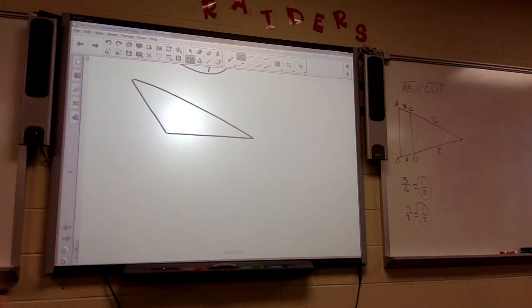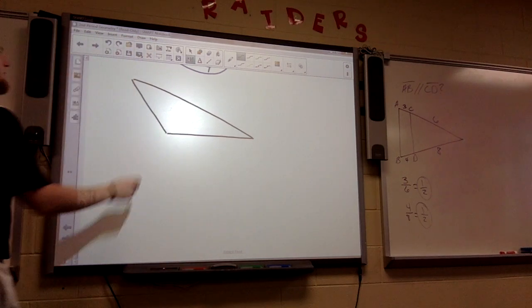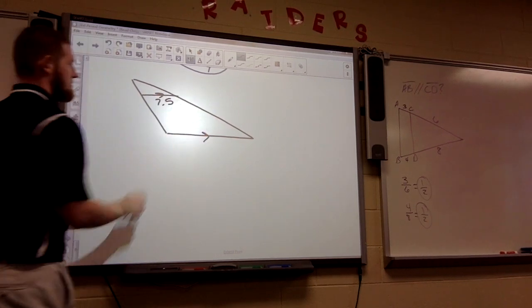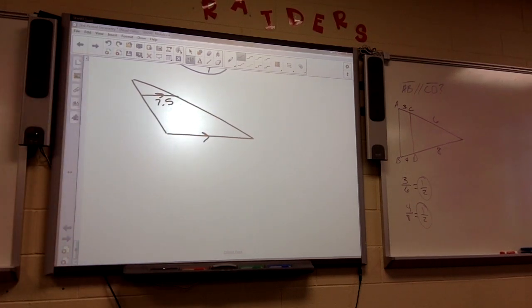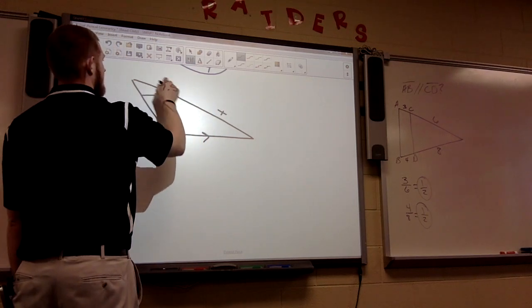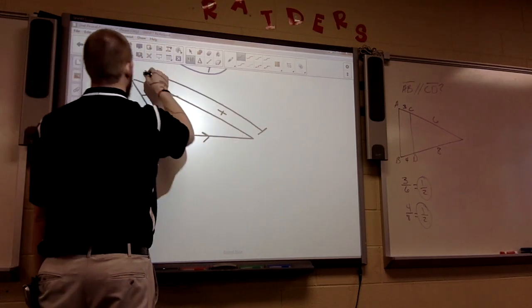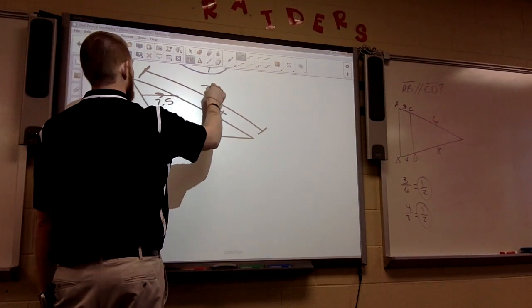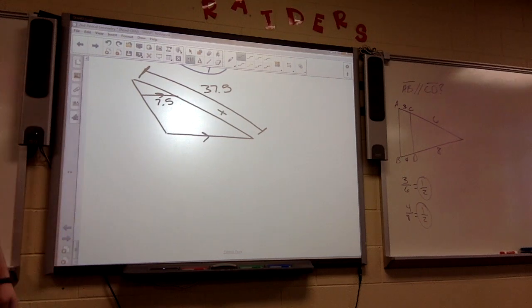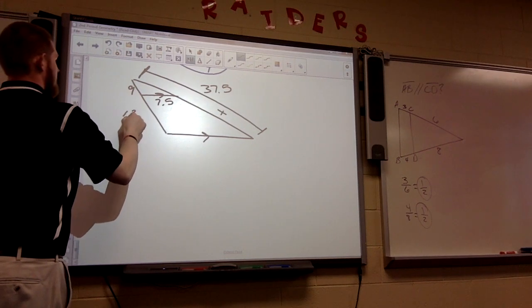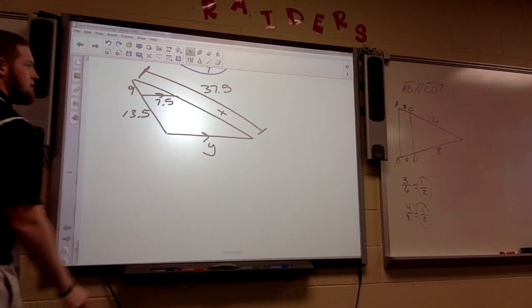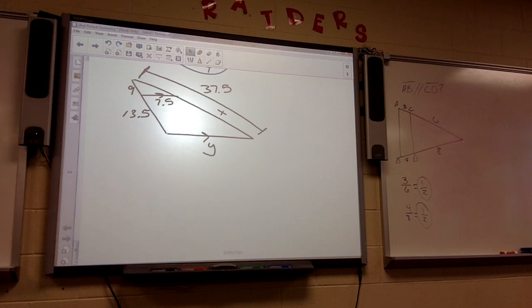Okay, so I have this triangle. This is example 6. This side is 7.5, and it's parallel to this. This is x right here. This whole thing is 37.5. And then I have 9, 13.5, and y down here. I need to solve for all of my variables.